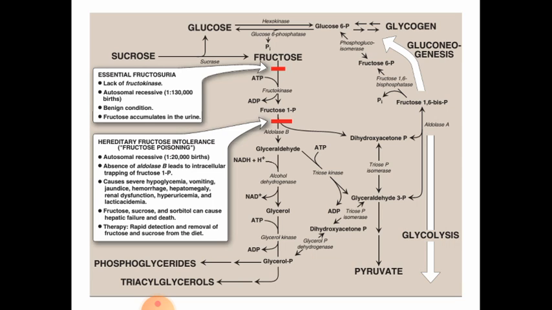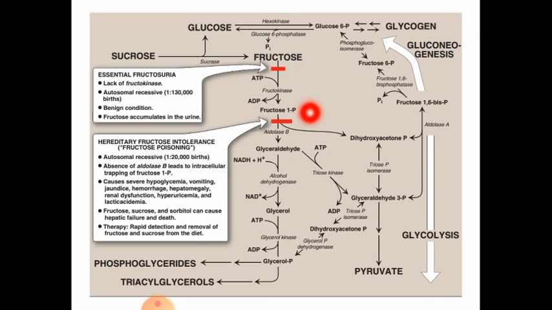So, this is just a summary of fructose metabolism. We will revise what we said: fructose is converted into fructose 1-phosphate by the enzyme fructokinase. If fructokinase is deficient, it is called essential fructosuria, which is autosomal recessive, and fructose accumulates in the urine.